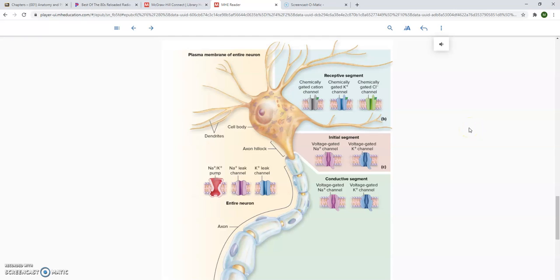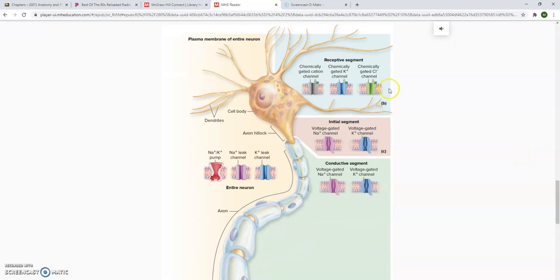So I just went over kind of the general anatomy of the neuron. Now we need to focus in on that plasma membrane and remember what type of pumps and channels are present in the plasma membrane of a neuron and where along that neuron they are present. And the reason that they're present in certain areas is because of the function of those areas of the neuron.